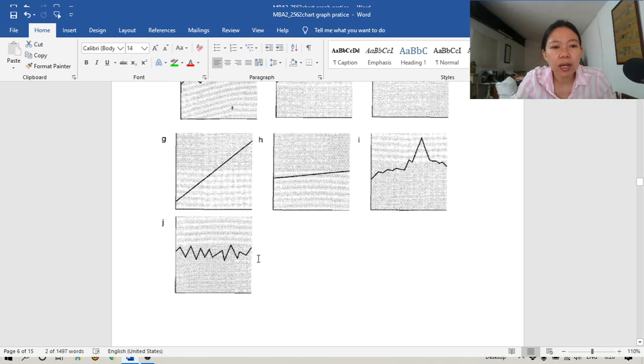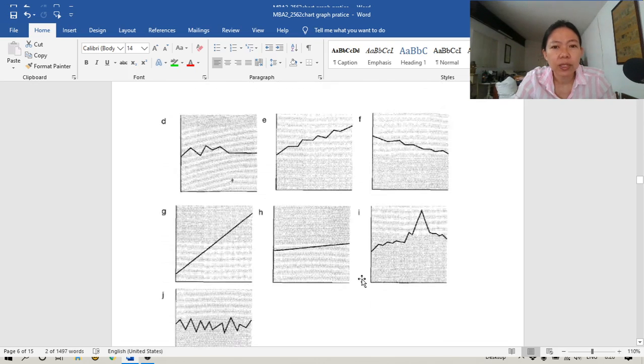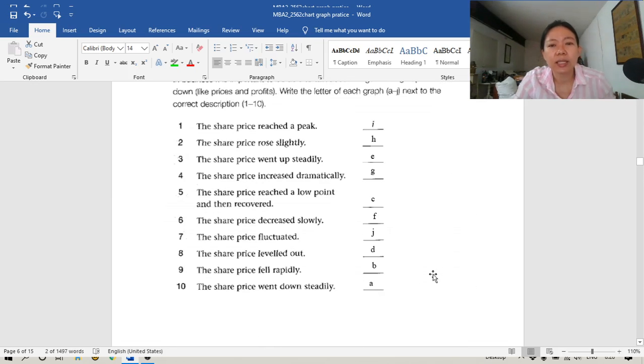And then with picture I, we use the share price reached a peak. And then with picture J, we use the share price fluctuated. Fluctuated means it's going up and down. So here is the answer key.